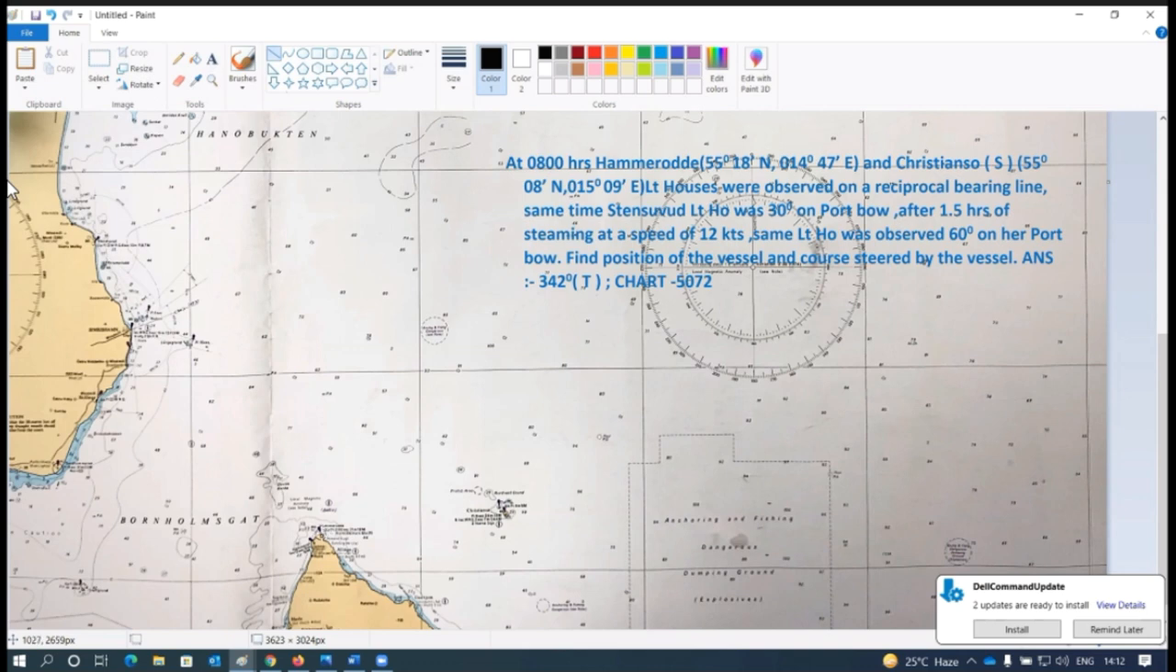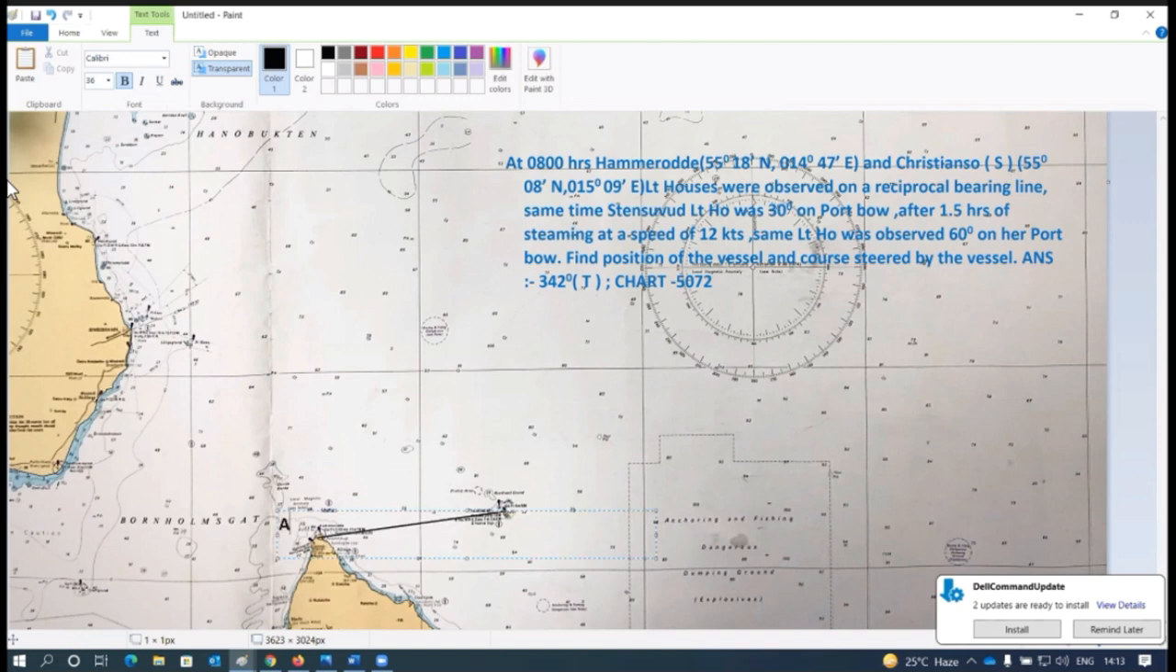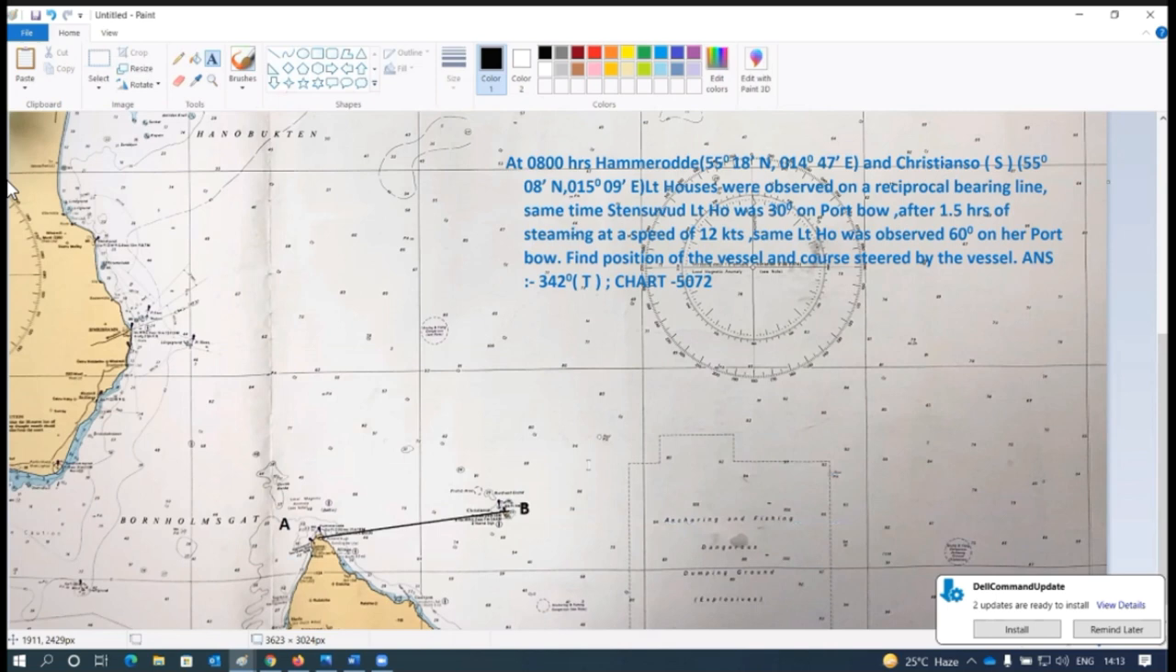So first I join the two lighthouses, Christiansu and Hammerod. These are the two, A and B. A is the Hammerod and B is the Christiansu. Why are we joining it? Immediately the question should come. Yes, because it is a reciprocal bearing.